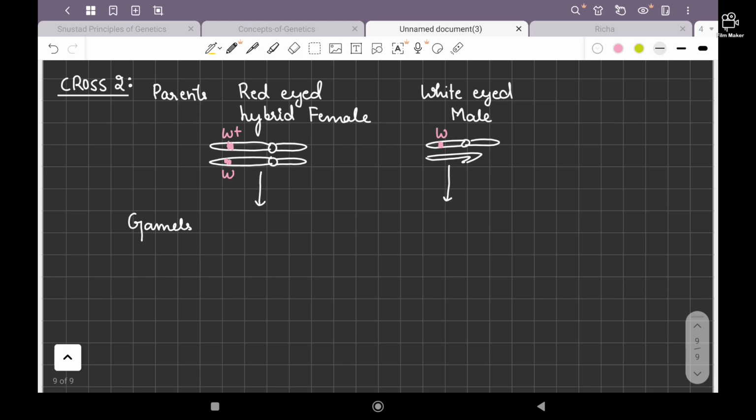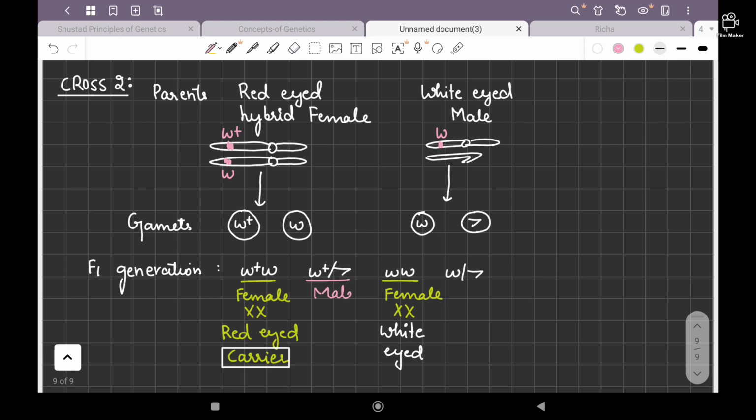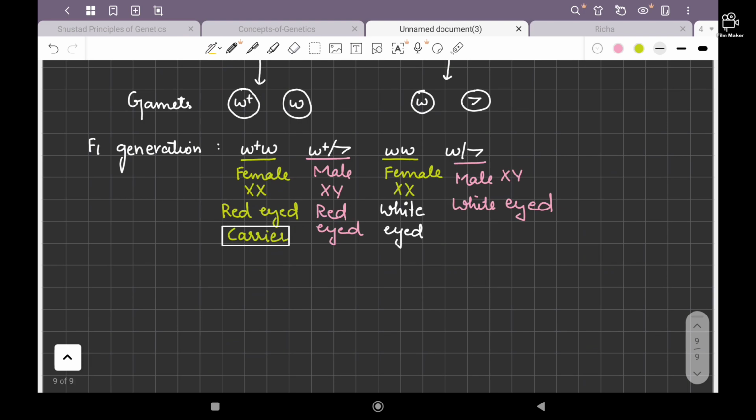We will further make gametes of these parents. So we will get to know that the female will form W plus and W gametes, and the male will have one gamete with the X chromosome carrying W and one with the Y chromosome. So in this F1 generation, we will get four different progenies, of which half are females and half are males. Among the females here, we can see one female is hybrid red eye. She will be a carrier because she is in heterozygous condition, right? On the other hand, here we have a female which is white-eyed, having recessive mutant type WW genes. The male, on the other hand, is XY red-eyed and XY white-eyed. Now here we can see half of the males are white eye and half of the males are red eye.